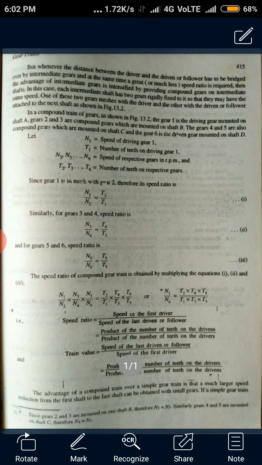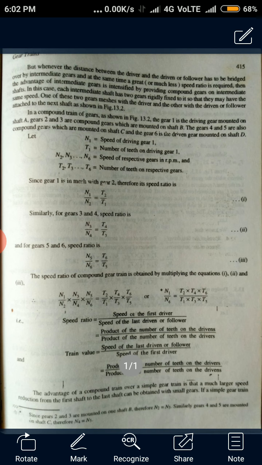Next, on the shaft C, gear 5 meshes with gear 6, that is a follower. So the speed ratio is N5 by N6 equal to T6 by T5. So equation number 3. Now to get the speed ratio for the entire compound gear train, multiply equations 1, 2 and 3, LHS and RHS. So N1 by N2 into N3 by N4 into N5 by N6 equals T2 by T1 into T4 by T3 into T6 by T5.